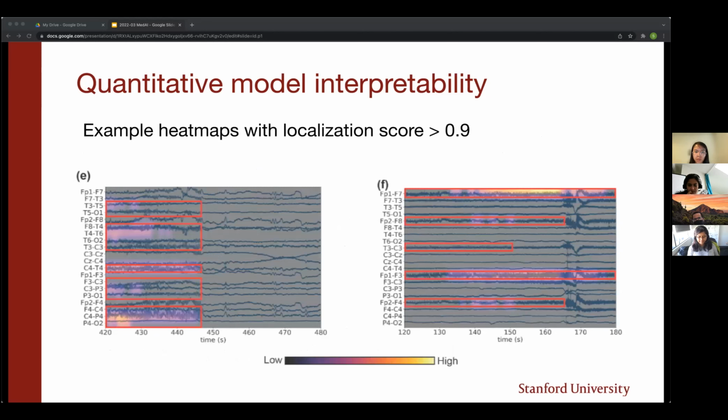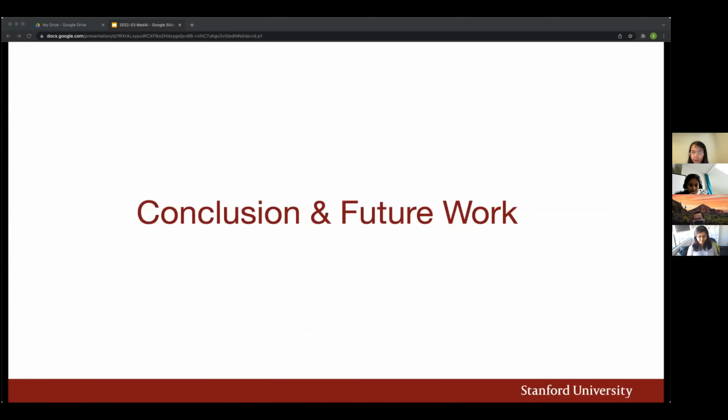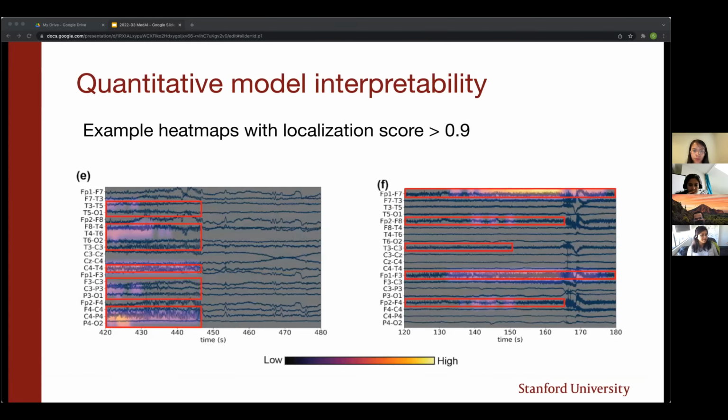And here are 2 example heat maps with localization score above 0.9. The red boxes are the ground truth seizure annotations. So we can see that the highlighted regions overlap pretty well with the annotated seizure regions. This again suggests that it makes sense, because the localization score is pretty high. Is there any question here before I move on to more discussions?